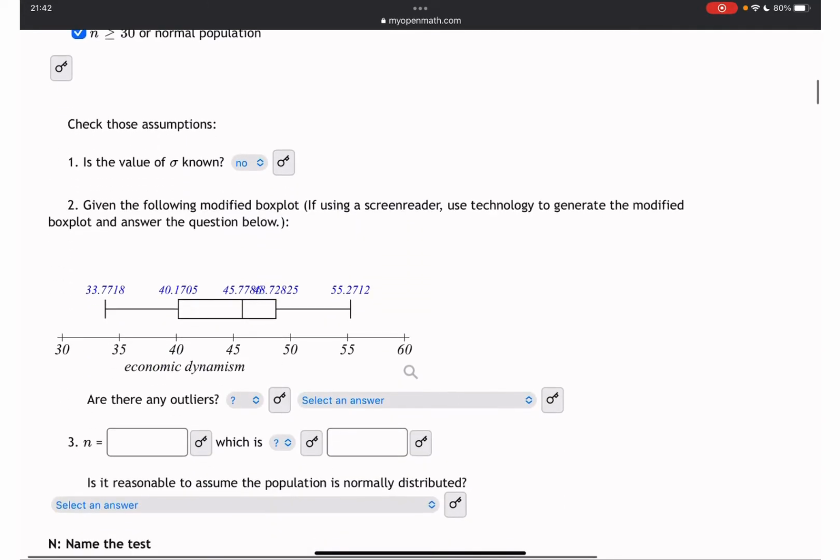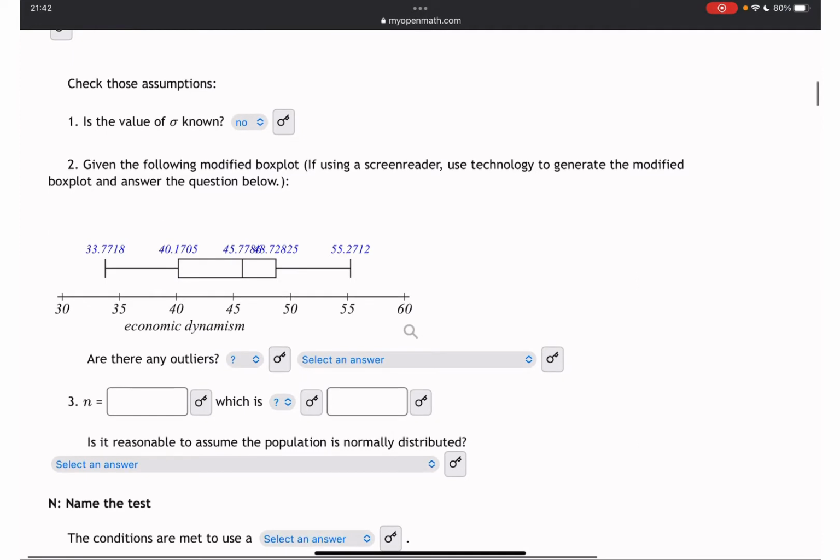Okay. Next, question number 2. Given the following modified box plot, if using a screen reader, use technology to generate a modified box plot and answer the questions. Okay, it's generated already. So we need to find out, are there outliers?